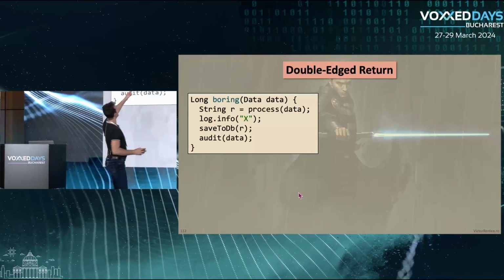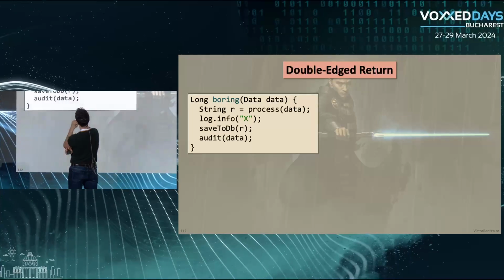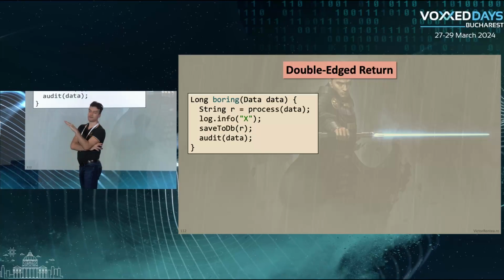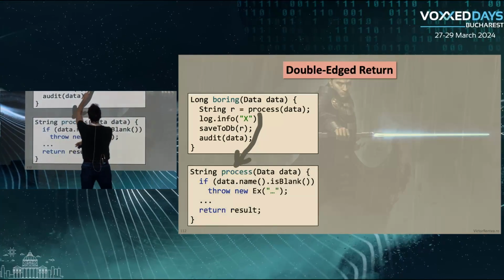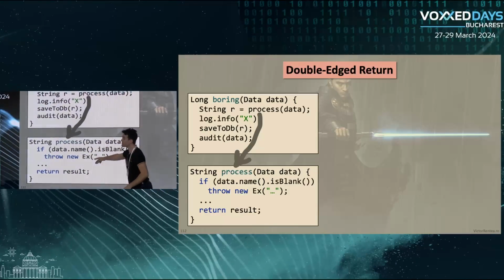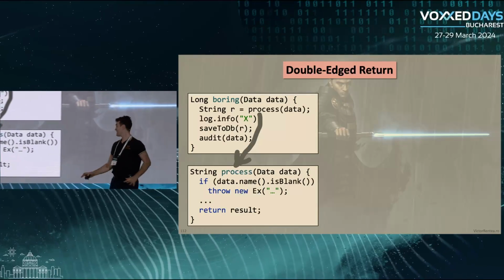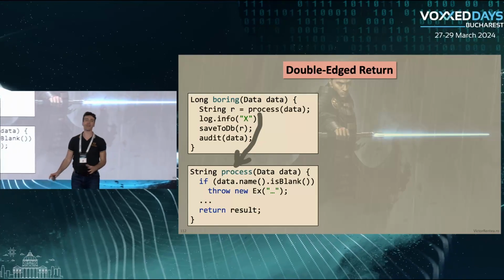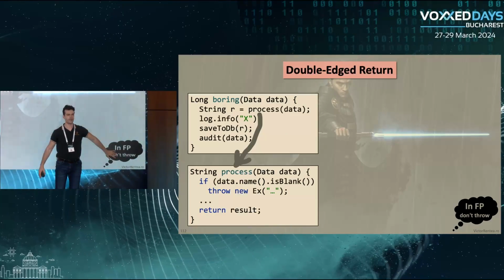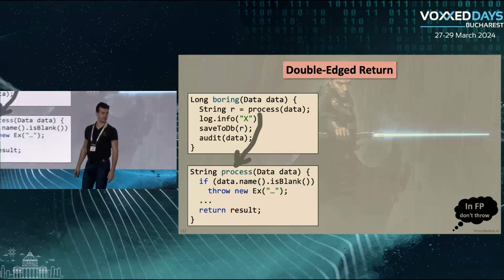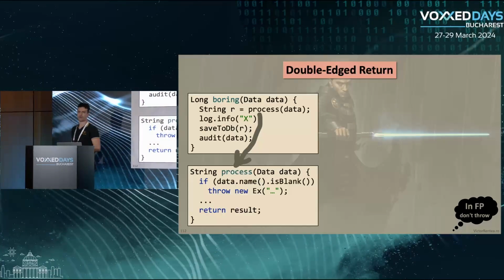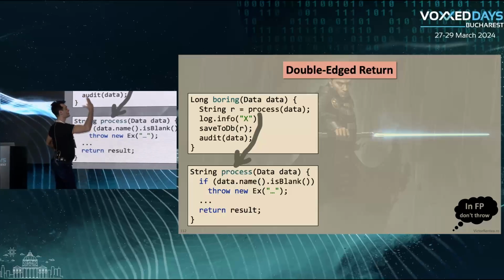So the boring goes like this. Process of data, log info, save to DB, audit. Boring, simple, bank style. Good. Now, the process calls into this method here. But this process throws an exception. And then the guy maybe reads some anarchic literature that says that in functional programming we shall not throw. Maybe he comes from Go, from Golang. Maybe he's under the influence of Haskell from his faculty and wants to prove the science to his colleagues.